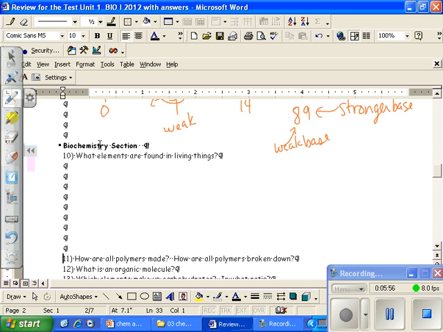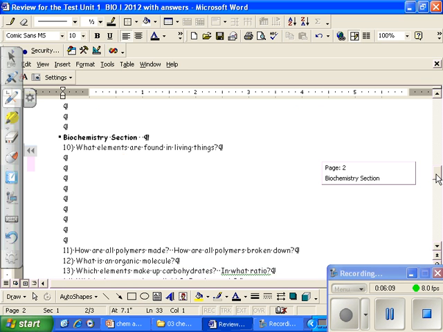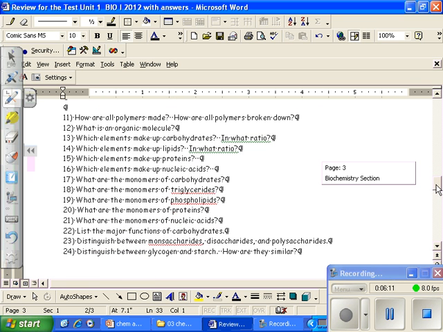What elements are found in living things? Well, lots of elements, but the ones that I want you to know are CHNOPS. Carbon, hydrogen, oxygen, nitrogen, phosphorus, sulfur. People tend to have a lot of calcium in them too, and a few other elements, but those are the main ones that I want you to know. That's what all your macromolecules are made out of.